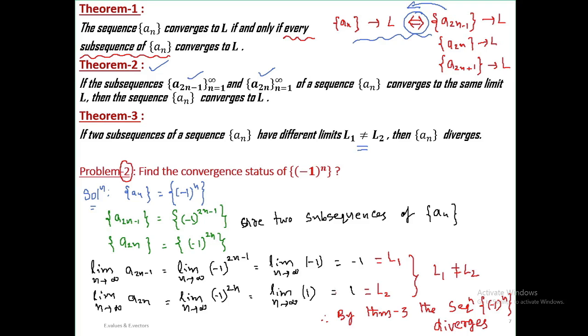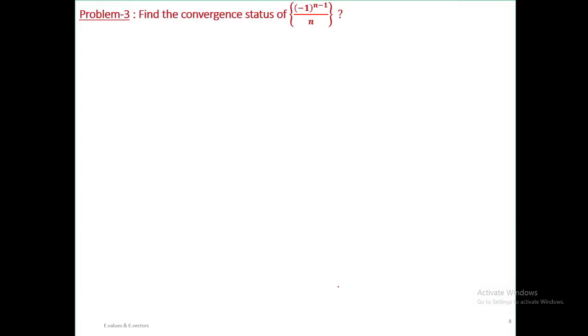Let me do one more problem for more clearance. Look at problem number 3. Find the convergence status of this: minus 1 whole to the power of n minus 1 divided by n. Okay. So again same. You find the two subsequences. So given sequence is, let us say, divided by n. Okay. Now let us generate two subsequences. Or directly you can find the limit. Limit n tends to infinity.